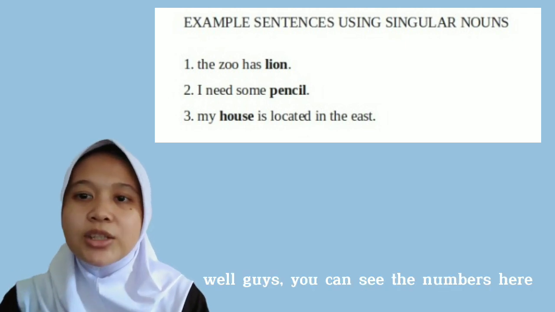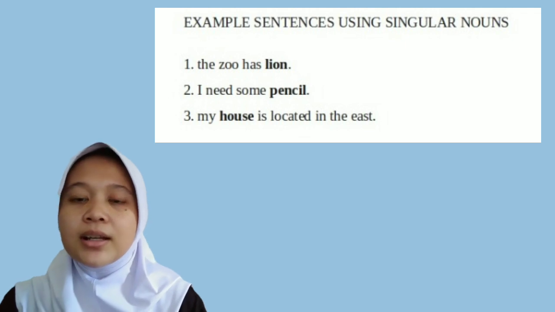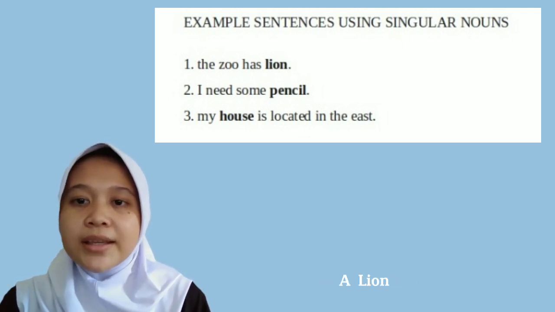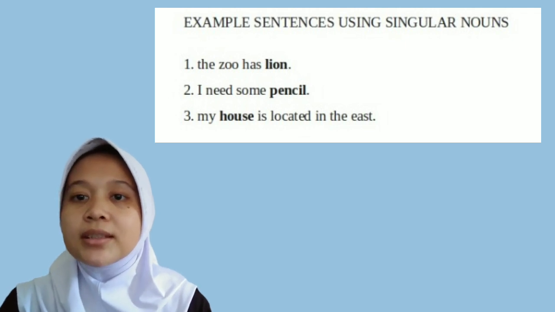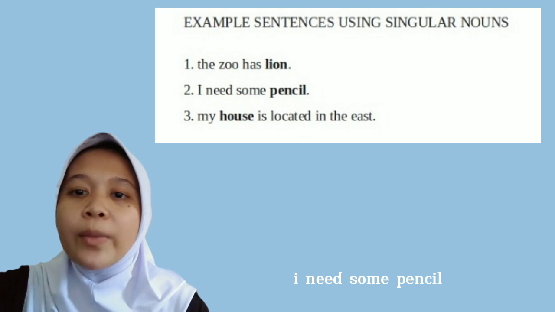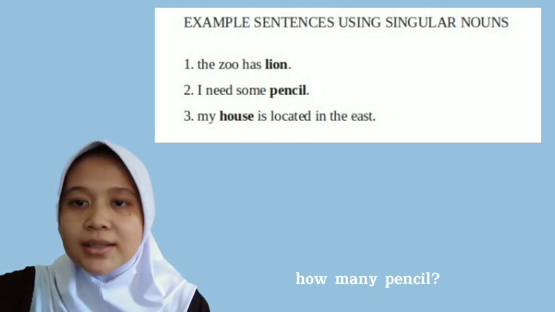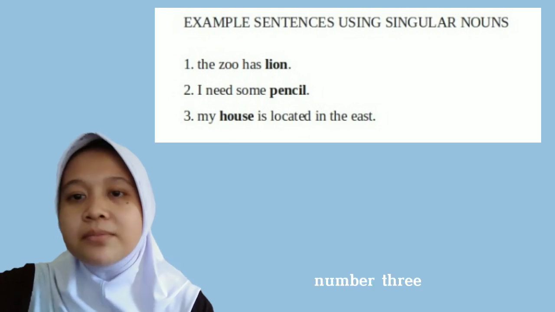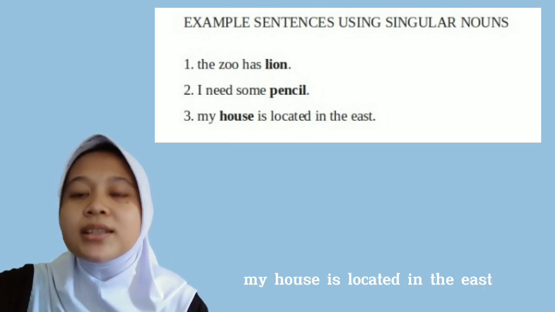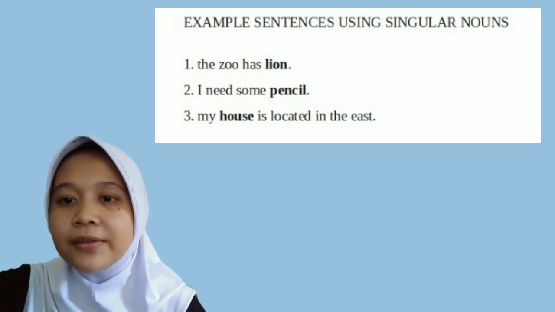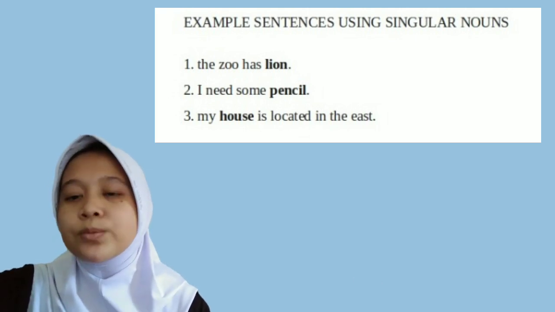Well, guys, you can see the numbers here. Number 1: a lion. How many lion? Yep, 1. Number 2: I need some pencil. How many pencil? Yeah, 1. And number 3: my house is located in the east. How many houses does she have? Yes, 1.